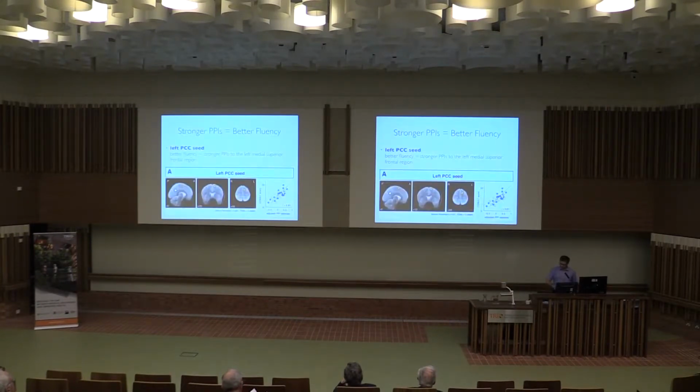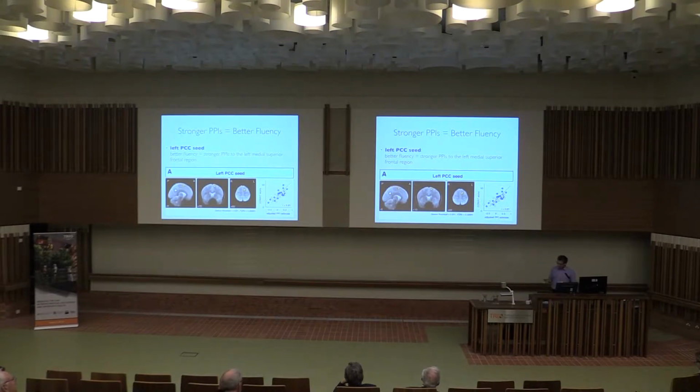In the second set of analyses, we correlated the out-of-scanner performance on the fluency task with the PPI estimates from the seed regions identified before. And so we observed significant correlations between PPI estimates and behavioural performance for 2 of our seeds. So for the left posterior cingulate seed, we saw increased connectivity to the midline frontal region was associated with better performance. This is somewhat unexpected because this is coupling between what are normally thought of as 2 antagonistic networks, like the default mode network and the task positive network.